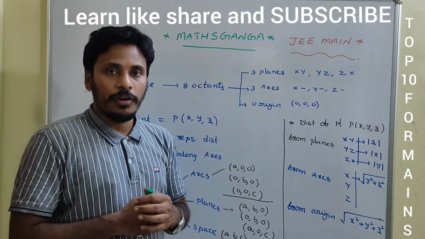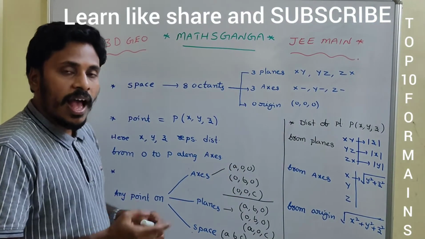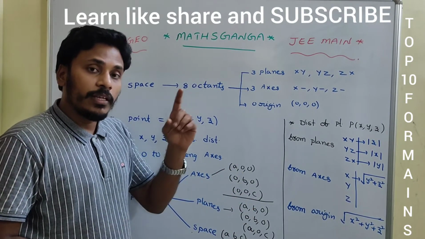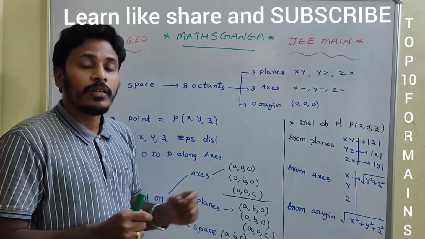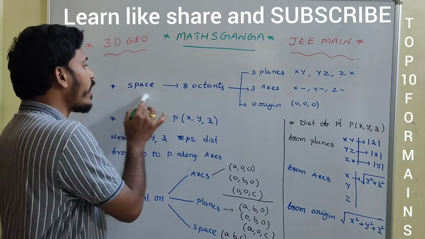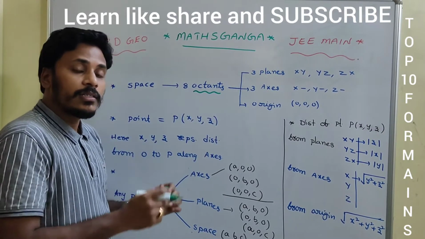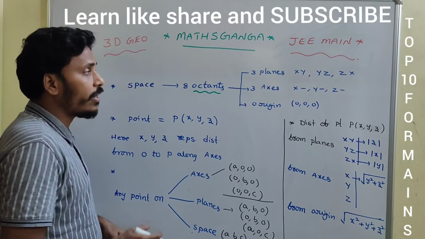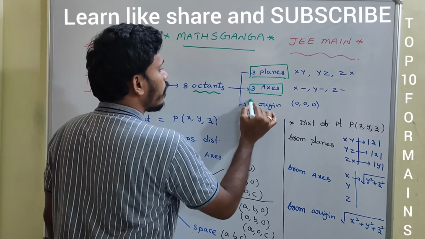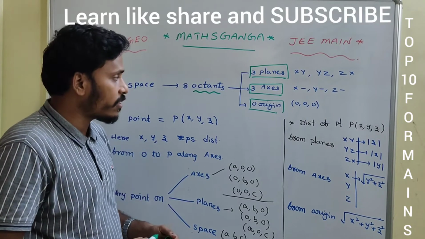In three-dimensional geometry, we analyze a space. As we have a plane in 2D, we have space in 3D. In two-dimensional geometry, we divide the total plane into 4 parts called quadrants. Here in 3D, we divide space into 8 parts and each part is called an octant. These 8 octants are separated by 3 planes, 3 axes and the origin. The planes are the xy plane, yz plane and zx plane, whereas the axes are the x, y and z axes.